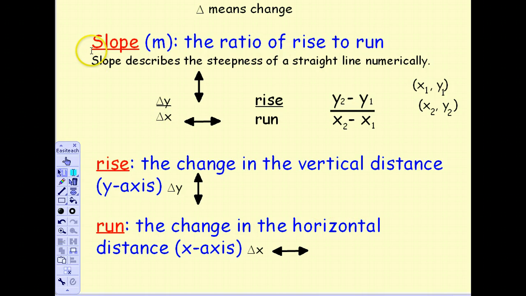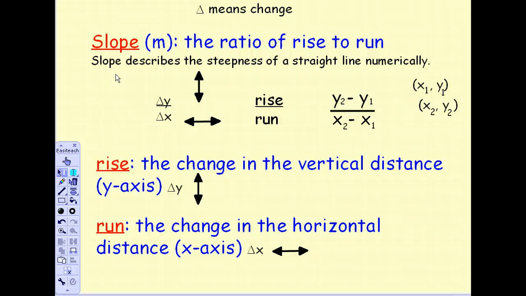Okay, our first word is slope. Typically represented by the m in an equation. This is the ratio of the rise to the run. We write slope as a fraction. Okay, so it's not an ordered pair, it's a fraction. Slope describes the steepness of a line, and we talk about slope when we talk about straight lines. We're talking linear equations. It's the number that represents the steepness of that line.